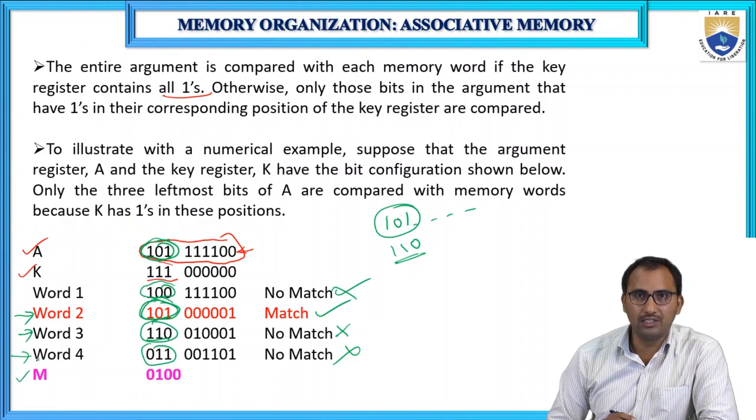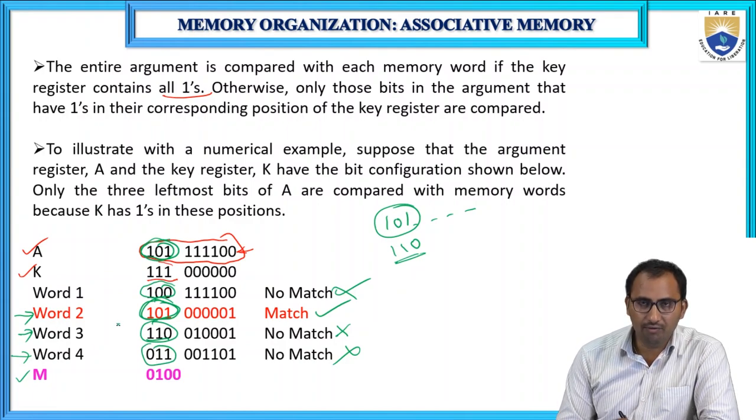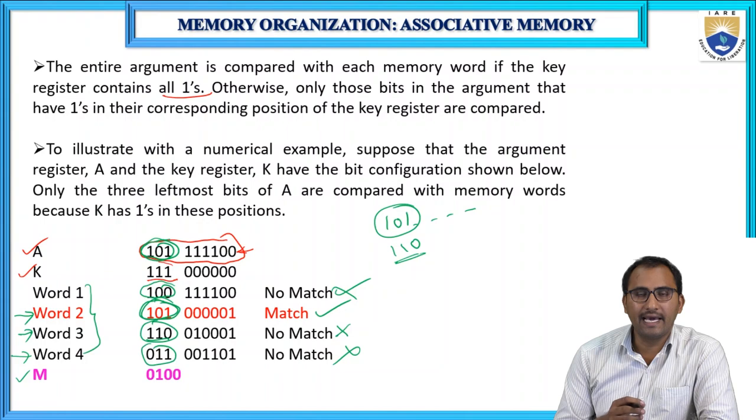Coming to the match register, the match register is represented with M. We have already seen that the number of bits in the match register is equal to the number of words in the associative memory. Here, how many words are there? 4 words, so the match register has 4 bits. Whichever words are matched, the corresponding bit in the match register will be set to logic 1. This is the first bit, second bit, third bit, fourth bit. Which word matched when we compared? The second word. So the second bit of the match register will be set to 1 and the remaining are zeros. M equal to 1 indicates that the selected word is ready to read.